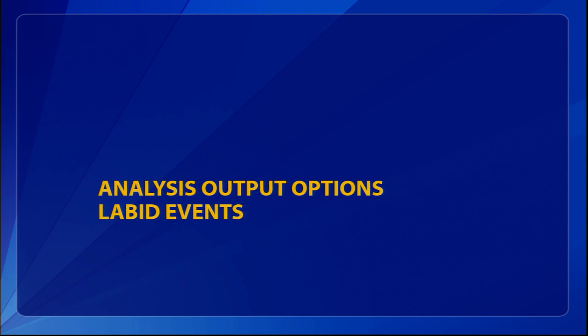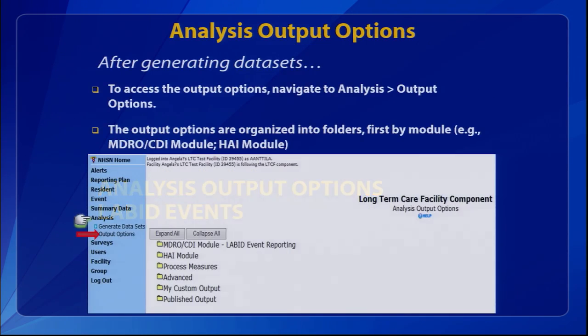First, I'll be talking about lab ID events. Here, we're back on the analysis page, and you've generated your data sets. To access your output options, you navigate to the analysis button on the left, and you click on output options, highlighted by the red arrow. As you can see, in the middle section of the page, we see all of the folders in which the data is organized: MDRO, CDI module, HAI modules, and the process measures.